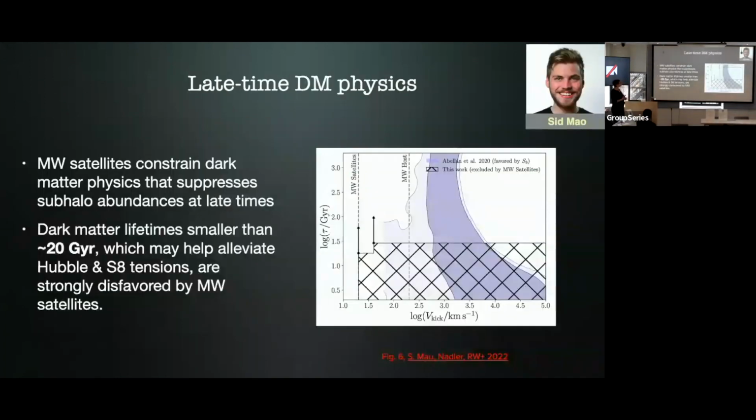One last model that I want to mention that can be constrained is a model where you have some late time dark matter physics, like decaying dark matter that happens at relatively late times. There have been proposed models where dark matter lifetimes are relatively short that could help alleviate the Hubble tension and the sigma 8 tension. Many of these models are disfavored. So this hatched region here, which are relatively short dark matter lifetimes, would actually also suppress subhalo abundances at late times. And so those are also ruled out.